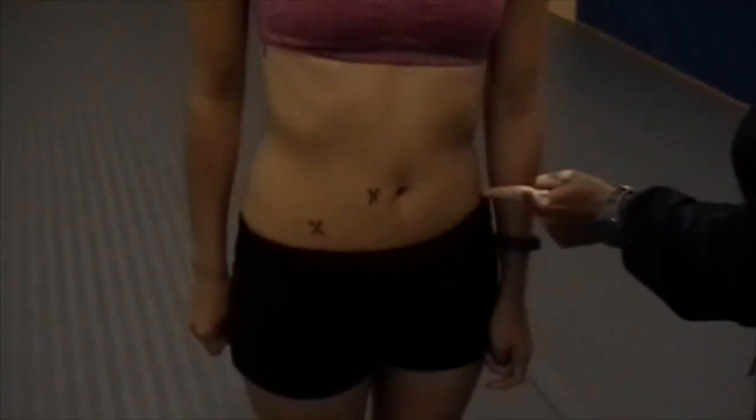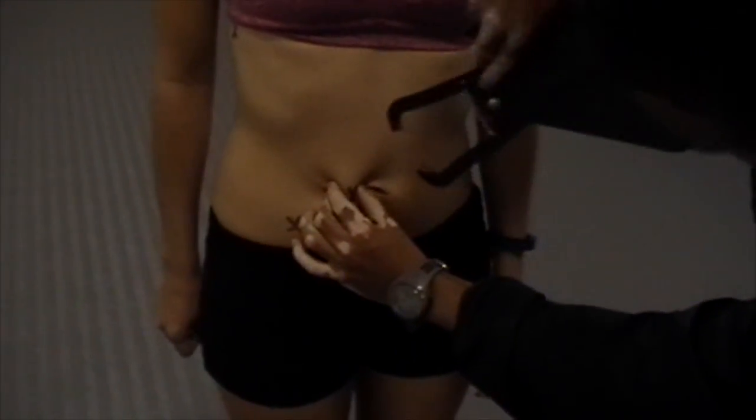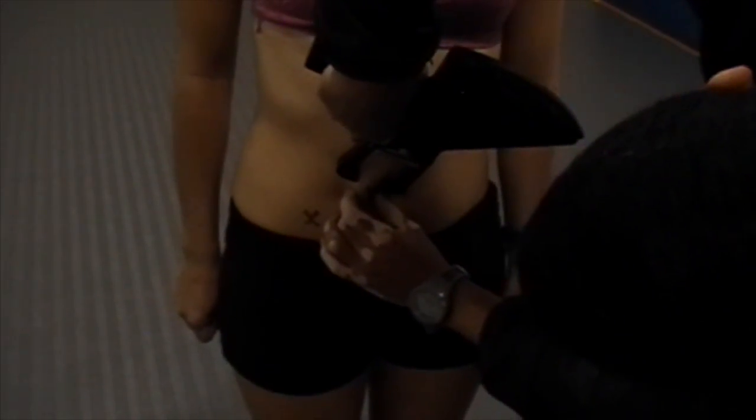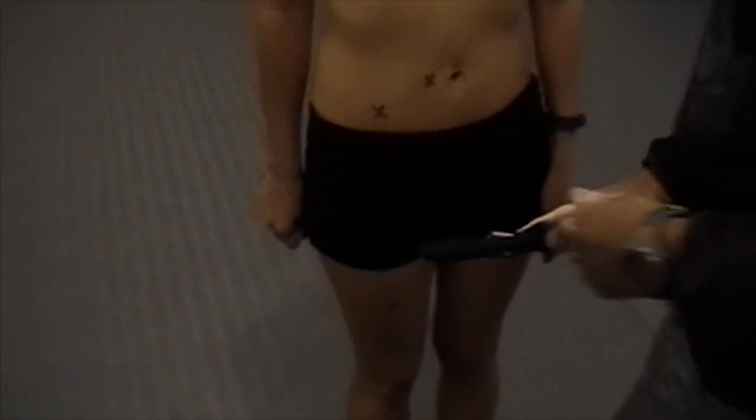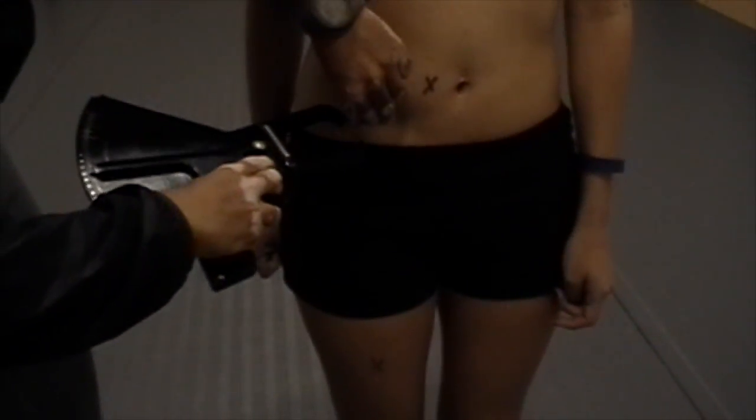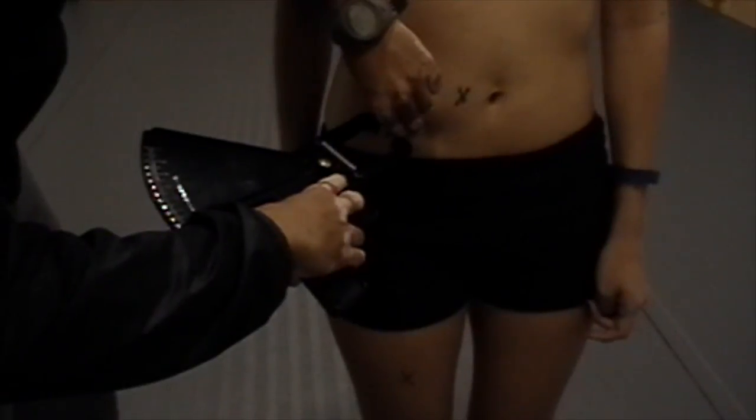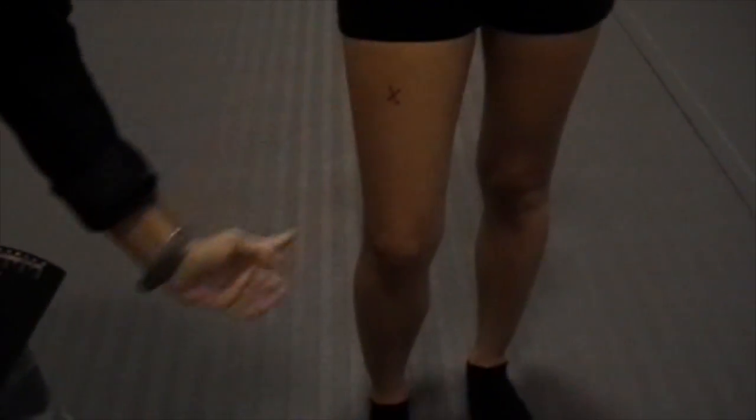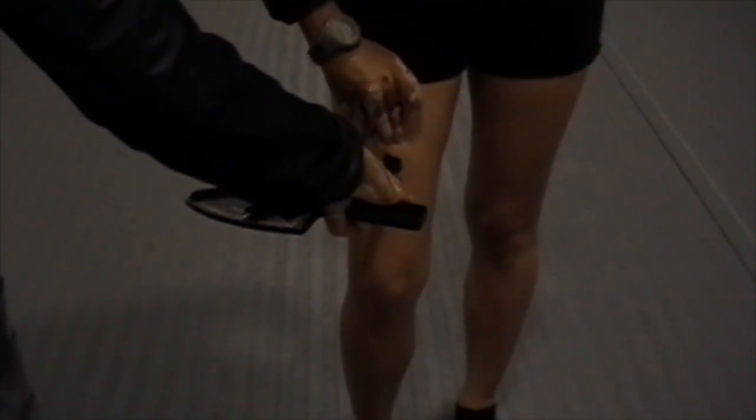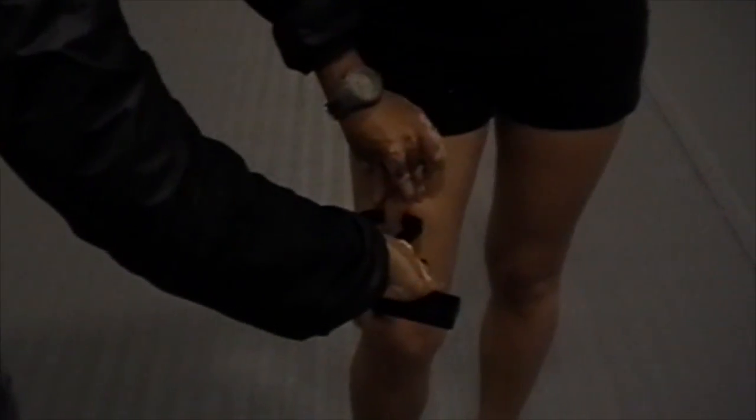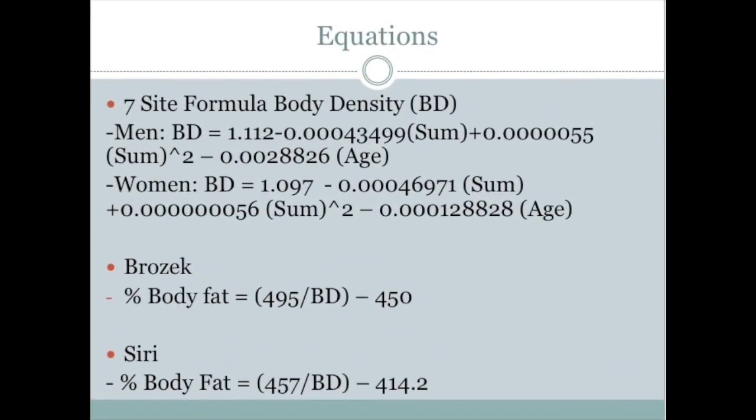Next is the abdominal, a vertical fold. Next is the suprailiac, a diagonal fold. Last is the thigh, a vertical fold. To calculate percent body fat, we will be using these equations.